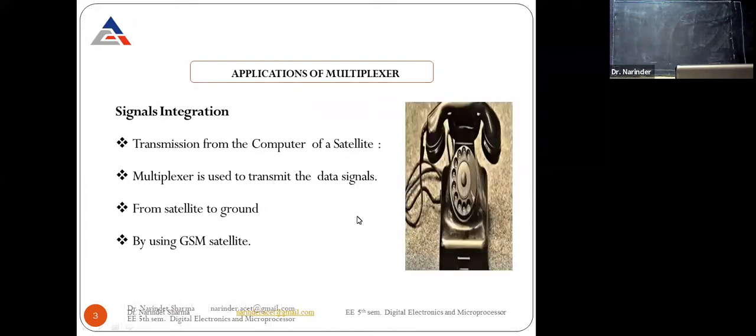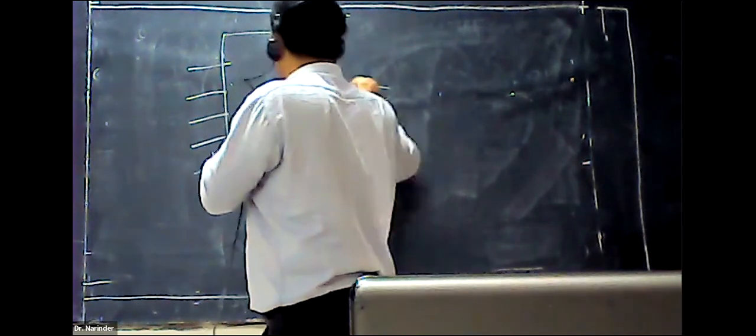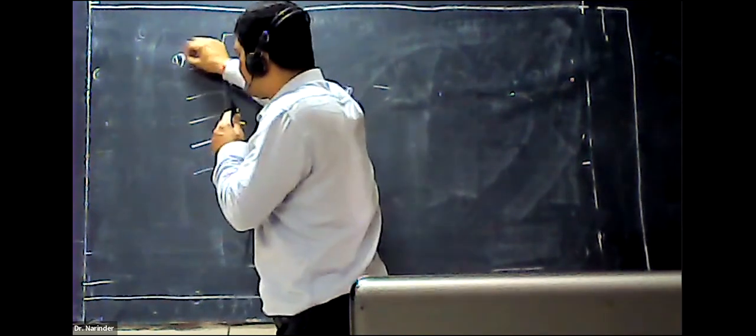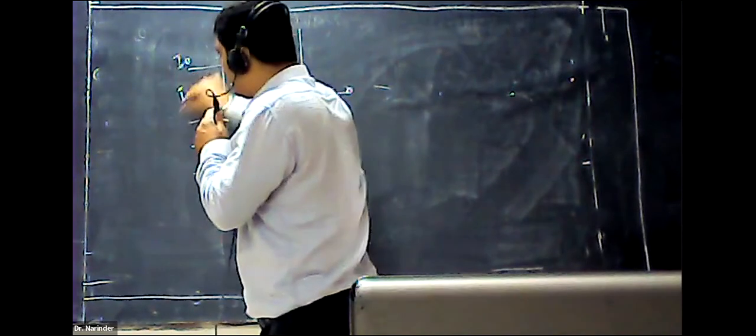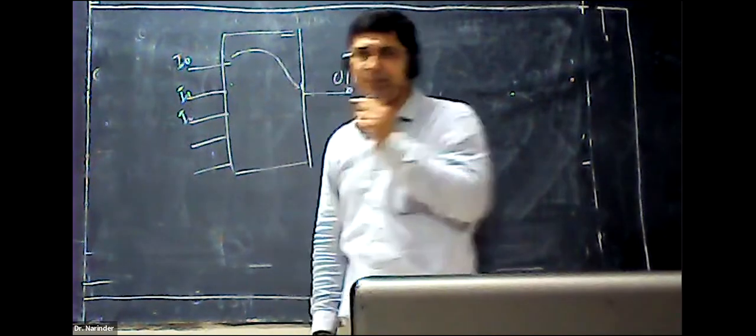Multiplexer, its application is transmission from computer to the satellites. Means when various inputs are there at one time, you have to choose a single input. Number of inputs are there, 1, 2, 3, 4, and so on up to n. Which data, let us say input 0, input 1, input 2, should occur at the output has to be decided by the multiplexer.